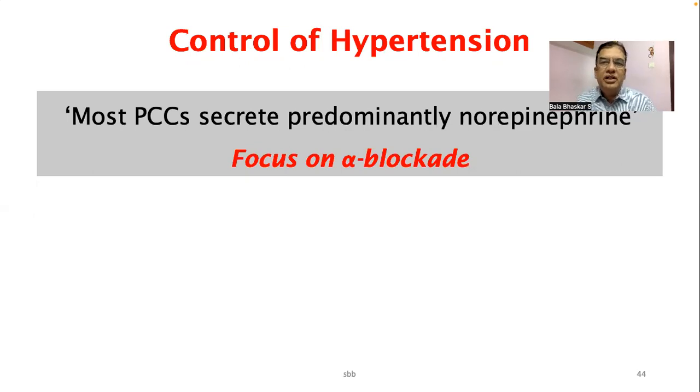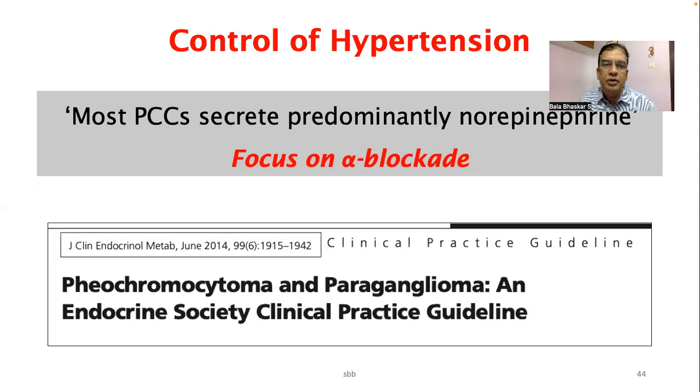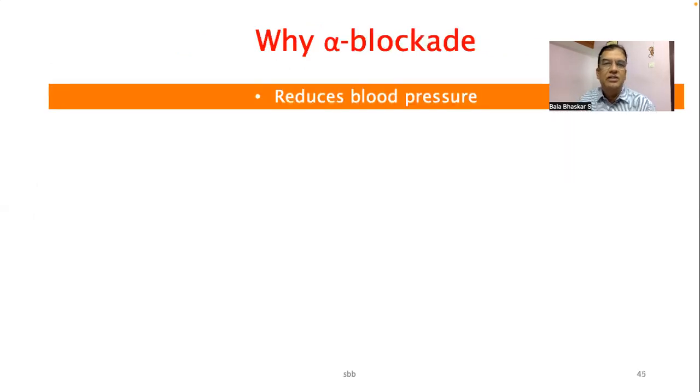One thing we have to remember in terms of control of hypertension is that most of the pheochromocytomas are predominantly norepinephrine secreting. So the focus is on alpha blockade. In fact, we have got very good guidelines from the Endocrine Society, clinical practice related guidelines.